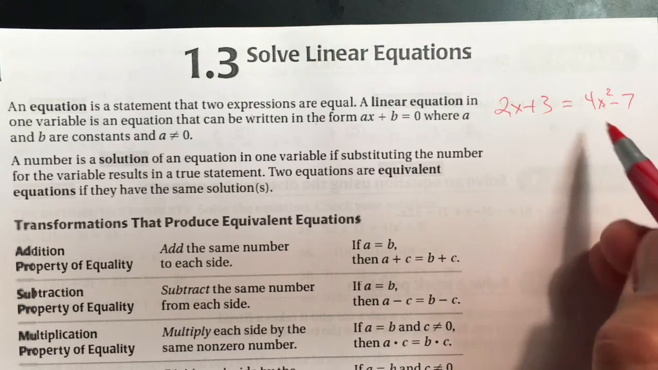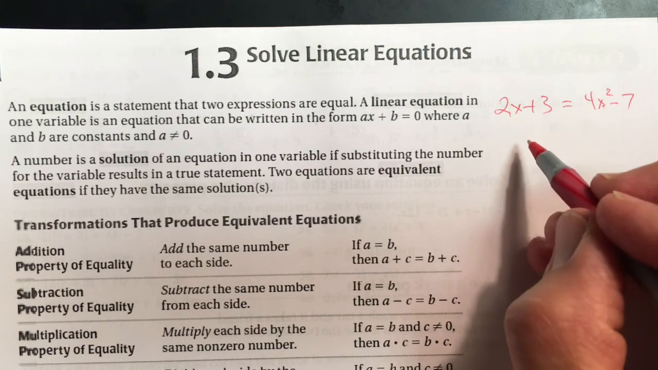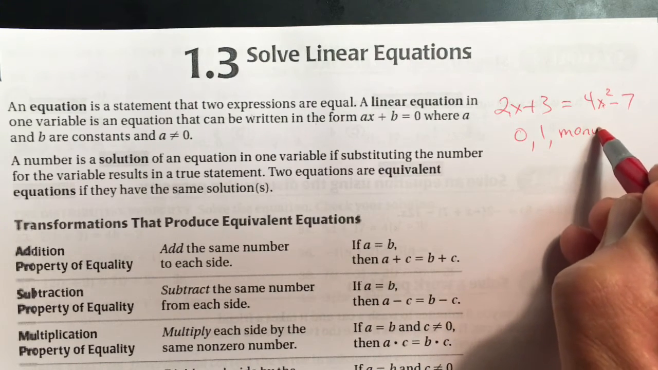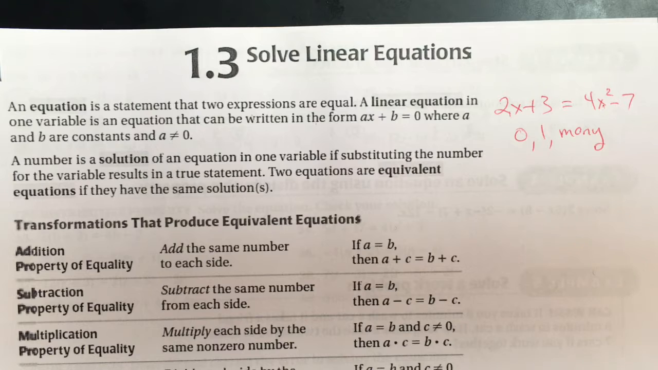When you have an equation, you can have answers. You can have zero answers, you can have one answer, or you can have many answers for an equation. Back on an expression, you could evaluate at any value you wanted to stick in. But here you must solve and find whether there are 0, 1, or many answers.